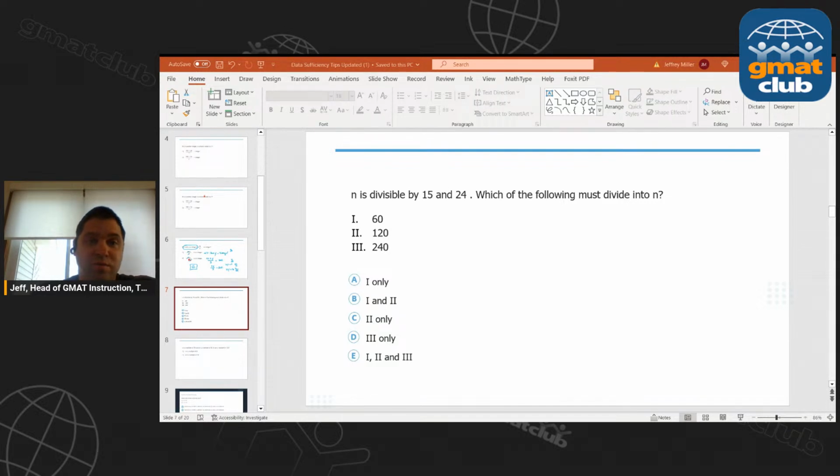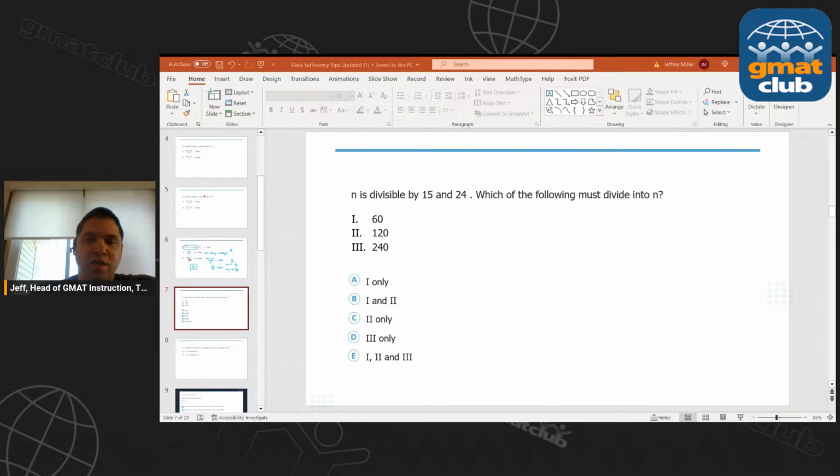So 15 breaks down to 5 and 3. 24 breaks down to 2 to the third times 3 to the 1. So what are the largest of all of these? Well, we have a 5, a 3, and a 2 to the 3. We have a 5 times 3 times 8, and that's going to give you 120.